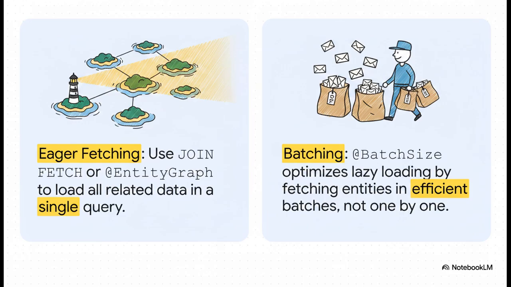But what if you still want lazy loading? Just better. Well, the @BatchSize annotation is a fantastic compromise. It basically tells Hibernate, instead of fetching related items one by one, go get them in efficient batches of, say, 20. It massively cuts down on the number of round trips.